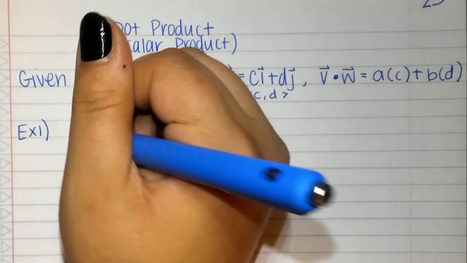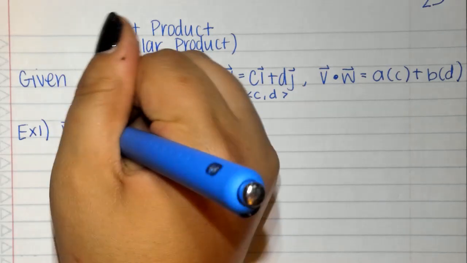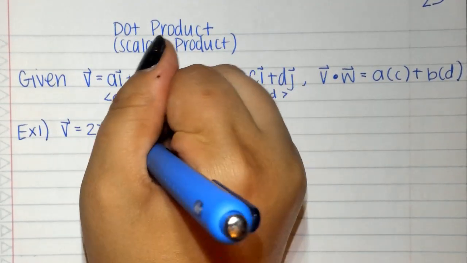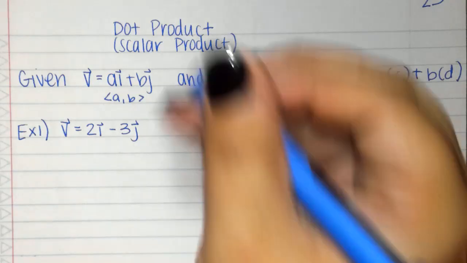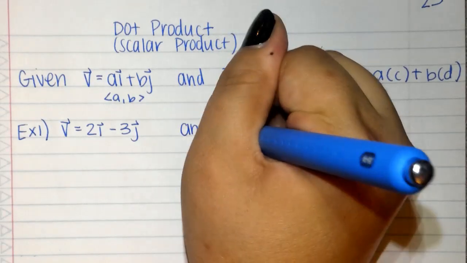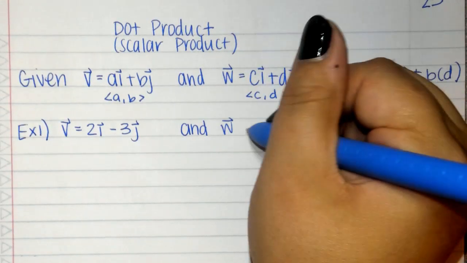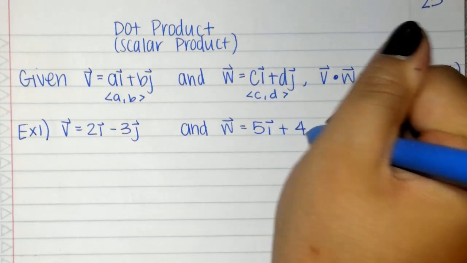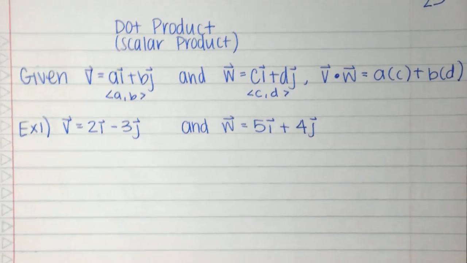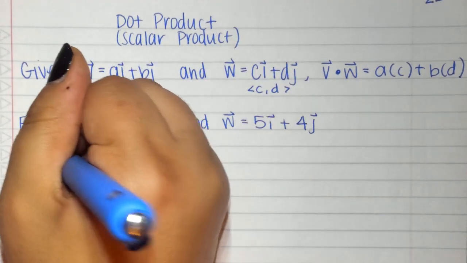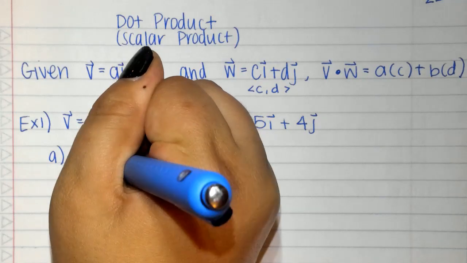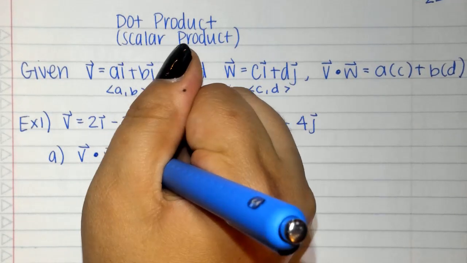So here is example 1. If vector v is 2 vector i minus 3 vector j, and vector w is 5 vector i plus 4 vector j, I want you to find vector v dot vector w.